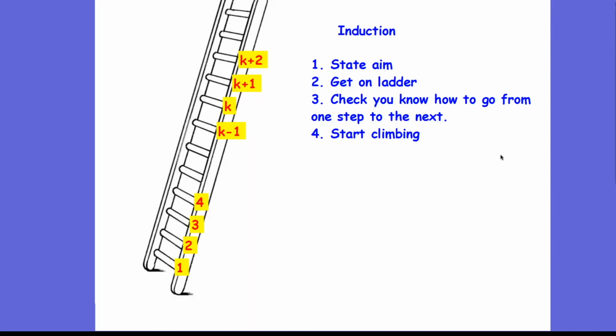So when we're trying to prove something by mathematical induction, there's 4 things we need to do. We need to state what our aim is, what it is we're trying to prove. That's the ladder. Then we need to get onto the ladder, normally at the bottom rung, n equals 1. Then we have the awkward bit of showing how to go from any one rung to the next one. And then you start climbing.